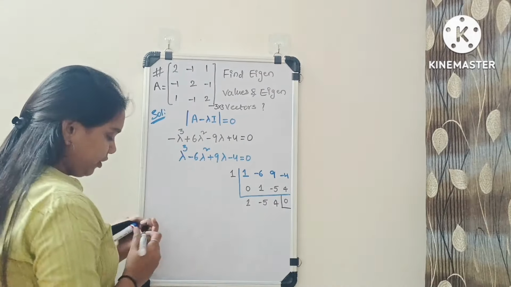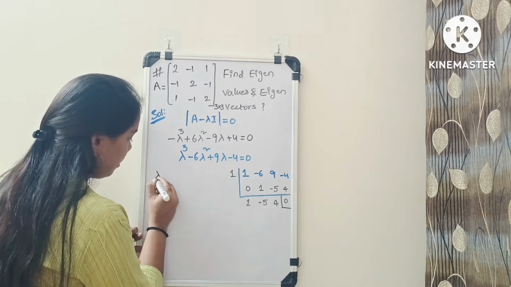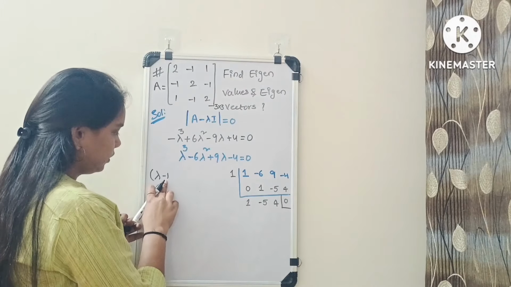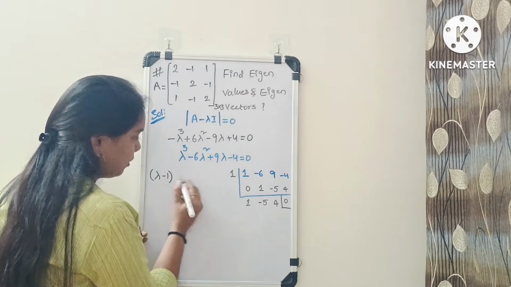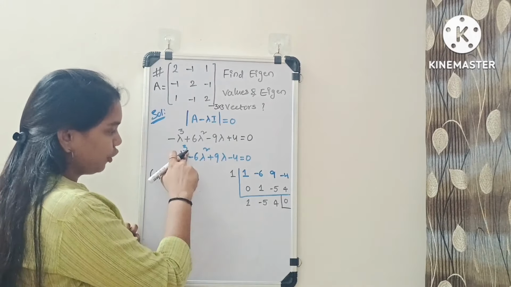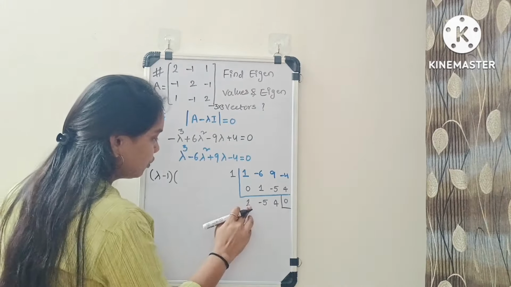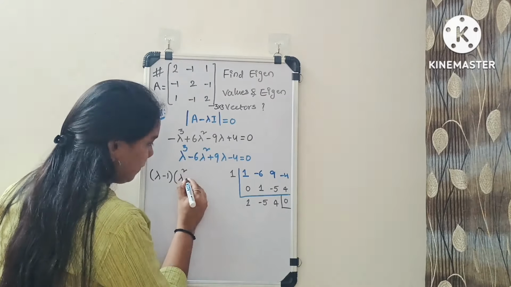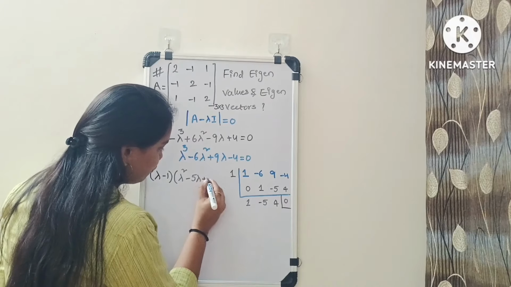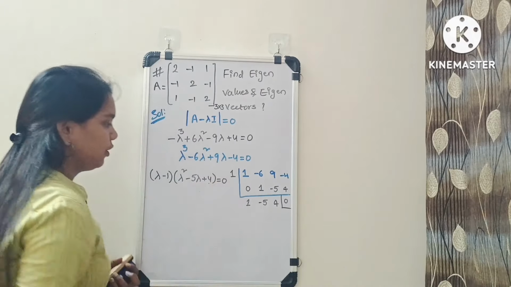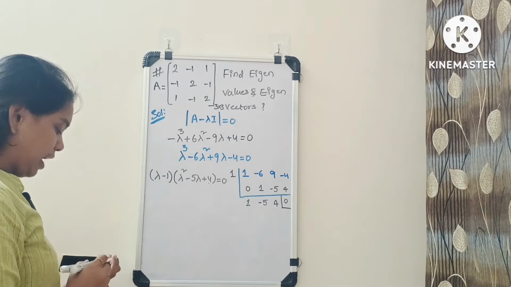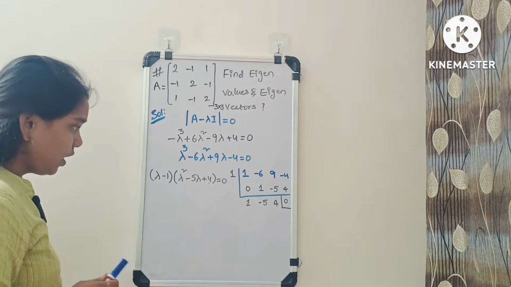So here we can write lambda minus 1 into this. Here we have lambda cube, the next step is lambda square. So lambda square minus 5 lambda plus 4, which is equal to 0. So by simplifying this, we will get the lambda values. Okay, now I'll write here.